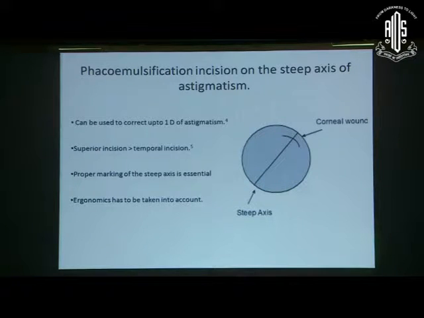Also in this, making an incision in the superior axis leads to more reduction than the temporal axis, the reasons of which will be discussed later. Again, for this, the proper marking of axis is very important. There's no point in having an incision 20 or 30 degrees off the steep axis. And of course, the ergonomics have to be taken into account. A superior, an inferior temporal or inferior nasal incision might not be so convenient for the surgeon.